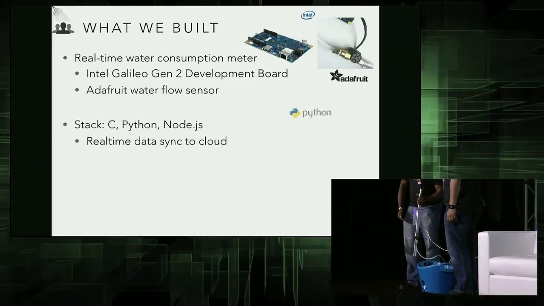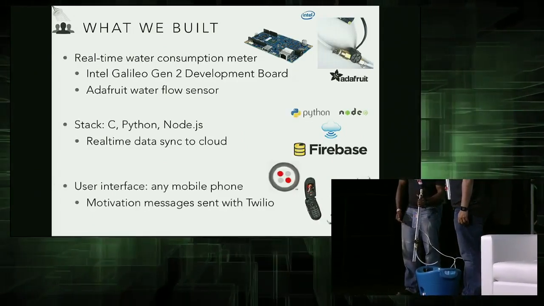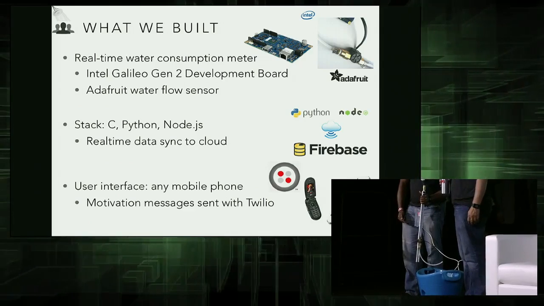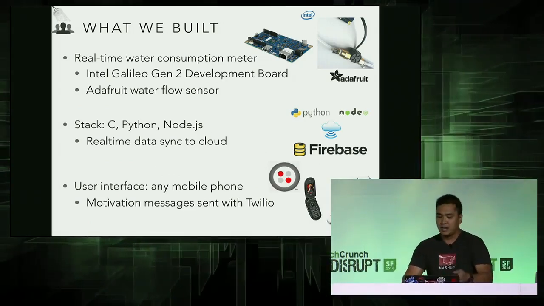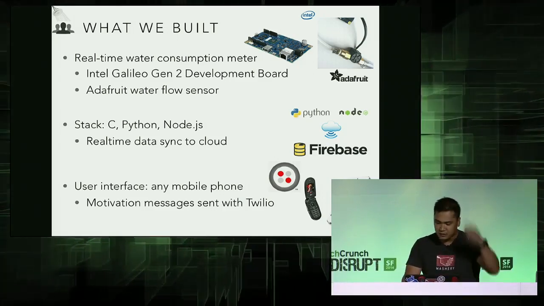An Intel Galileo 2 Gen board. It's like an Arduino board with a flow sensor. We built it in those languages, and there's no apps to install, no data to upload, nothing at all. It just pushes a notification to your phone or to your wearable, by the way, and all the data goes up there into the cloud through Firebase.